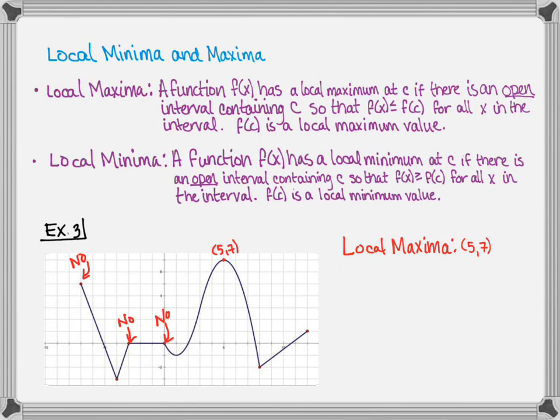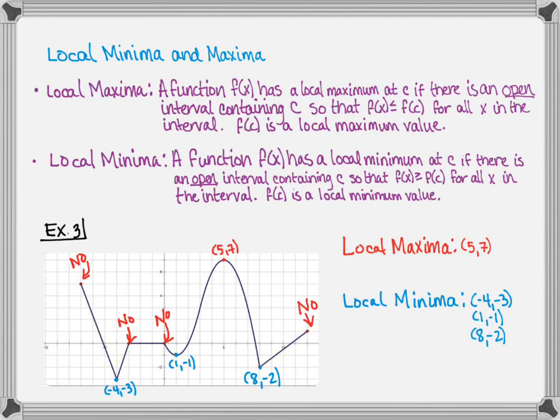So we have a local maximum at x equals 5, and f of 5 is equal to 7. Okay, again, an endpoint, nope, we don't have a local maximum there because we can't have an open interval if we have a point at the endpoint. Okay, let's look at local minima. So let's look for minimum values. Okay, right here at negative 4, negative 3, this is a local minimum point. Okay, we have one here at 1, negative 1. And finally here at 8, negative 2. So we have 3 local minima, but only 1 local maximum.